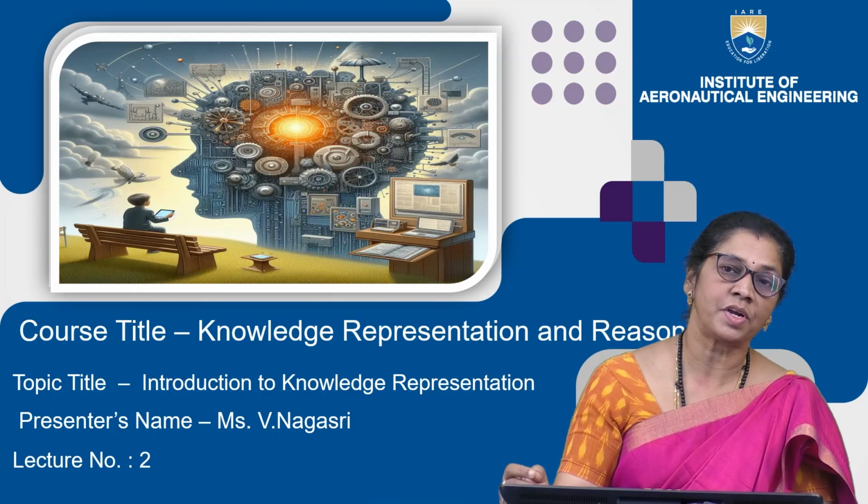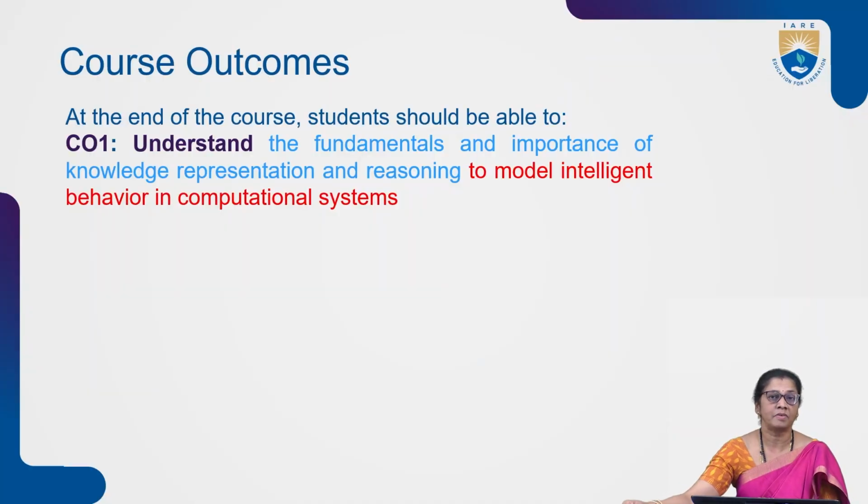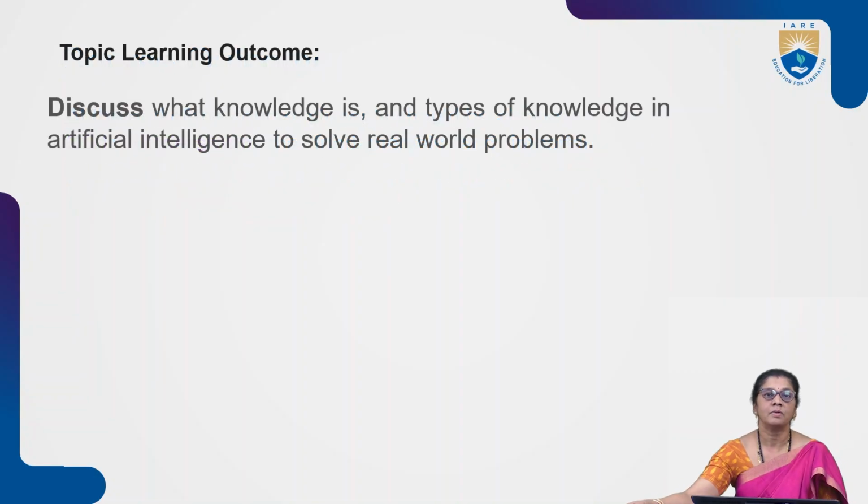So let us first see the course outcomes. At the end of the course, students should be able to understand the fundamentals and importance of knowledge representation and reasoning to model intelligent behavior in computational systems. We'll also see the topic learning outcomes for today's topic. At the end of the topic, we are going to discuss what knowledge is and the types of knowledge in artificial intelligence to solve real world problems.